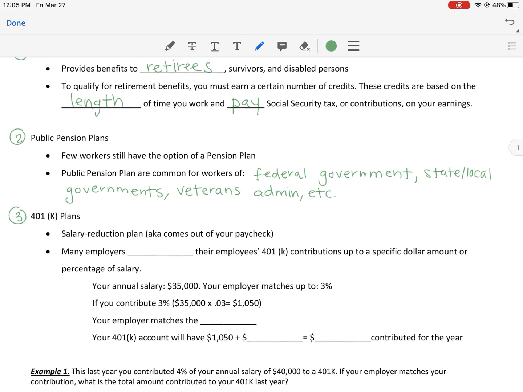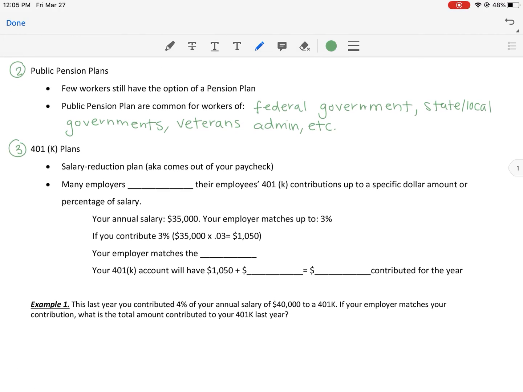Okay. The next option probably is quite common; you have probably heard this before. It's called a 401k, and it's a salary reduction plan, meaning they're taking money out of your paycheck on a regular basis. The cool thing about this one is many employers will actually match their employees' 401k contributions up to a specific dollar amount or percentage of the salary. So your annual salary, let's say it's $35,000, and your employer will match up to 3% of the $35,000.